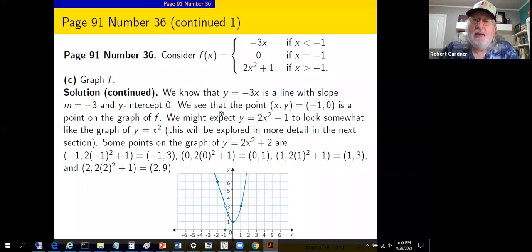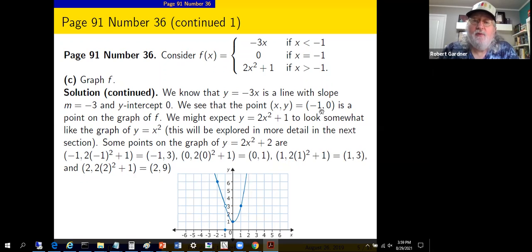How about we graph that line, but it's only good for x less than -1. We could maybe plug in -2. We'd get out 6. We mentioned that earlier. We had that function value earlier. So that gives us the point -2, 6. There's the point right there on the line segment.